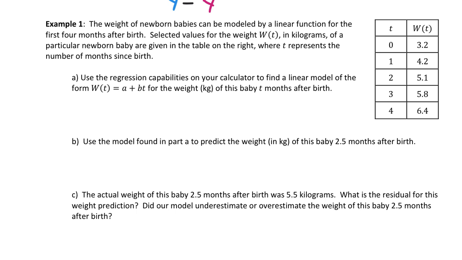Fabulous. So we ran the regression using option 8 to match the function type in the problem, and we got that our function, our model, should be W of T equal to 3.34 plus 0.8 times T. Yes, that's a review from before. Always work with regressions. Make sure you use the correct function type.